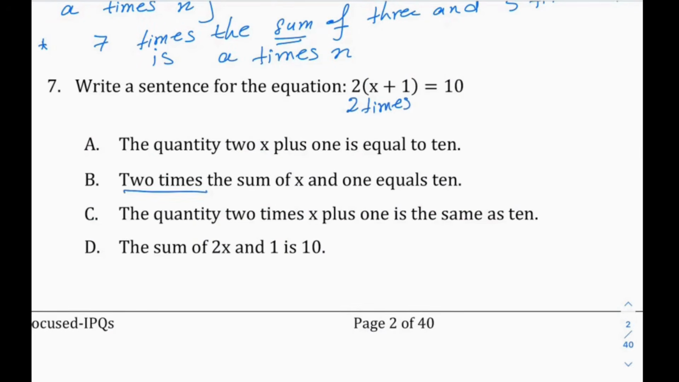Here, 2 times the sum of x and 1 equals 10. That's it. It's easy.